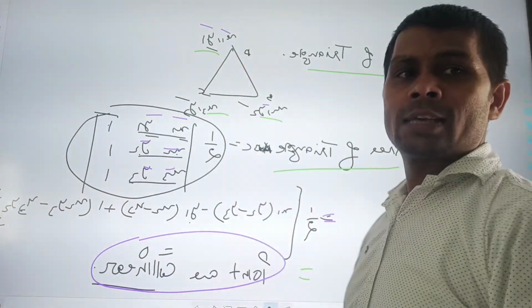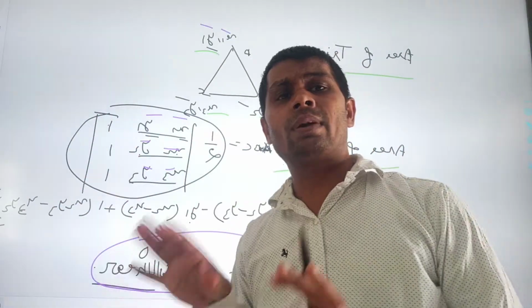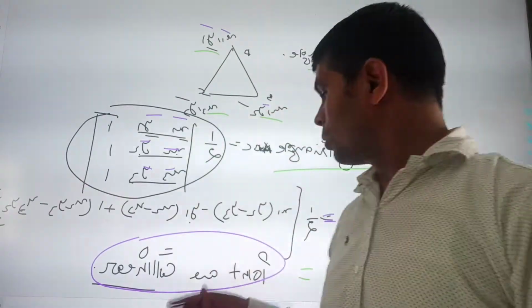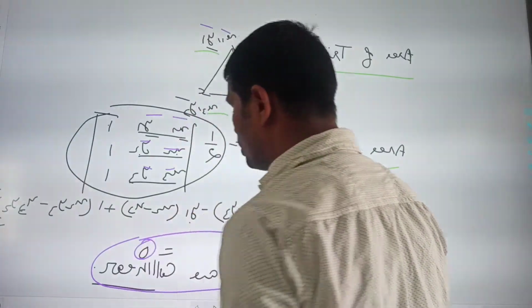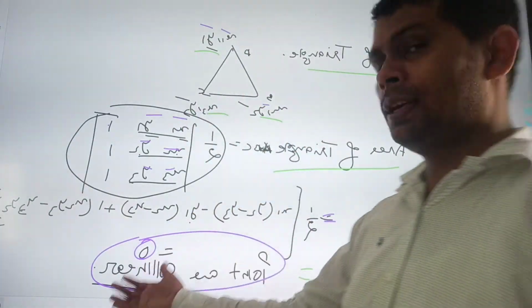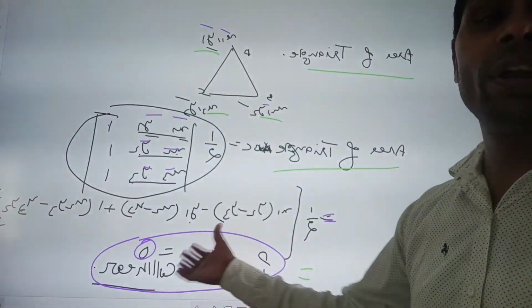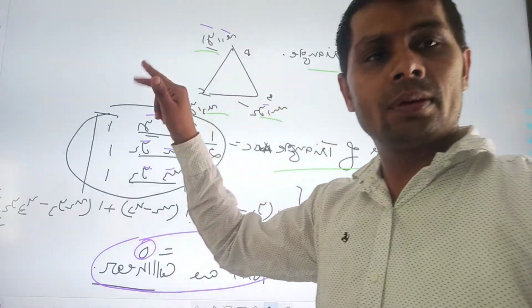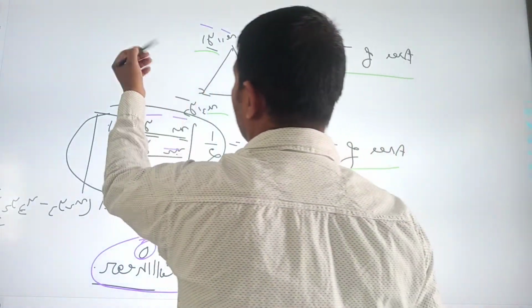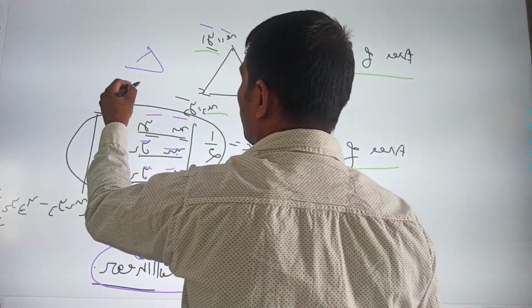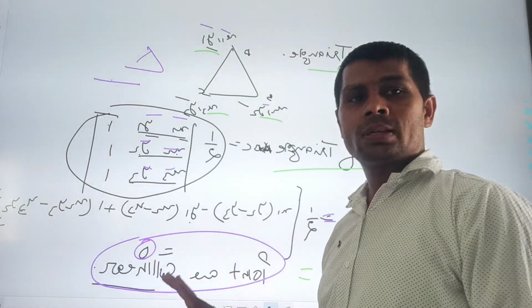After that you solve it as usual with a half in front, and expand the determinant along r1. I have already told you, always try to expand the determinant along r1. After calculating, you will find an answer. If in any case you find the area of the triangle is 0, you can say that the points are collinear. That means it is not forming a triangle, because the points are in a straight line. So this is the concept.